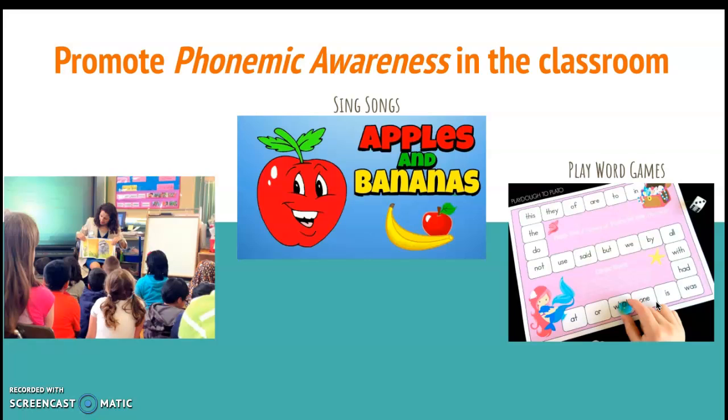There are a few things, obviously, that help promote phonemic awareness in the classroom, such as reading aloud, singing songs, and playing board games that are conducive to words and spelling and sounds of words.